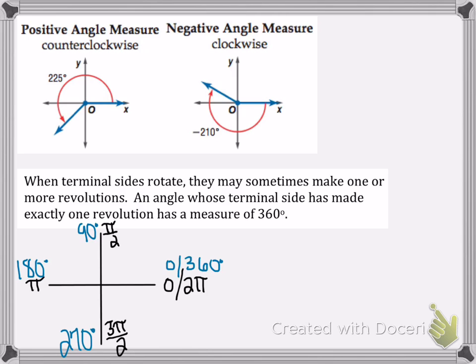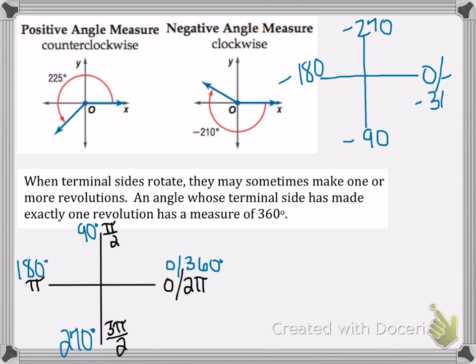Positive angle measures go counterclockwise. That's why that red arrow is super important. Negative angles go clockwise. When we're dealing with negative angles, we label slightly different. We still start at 0, but the negative y becomes negative 90. The negative x becomes negative 180. The positive y becomes negative 270. And then back at 0 is negative 360. Okay, so that's just slightly different.